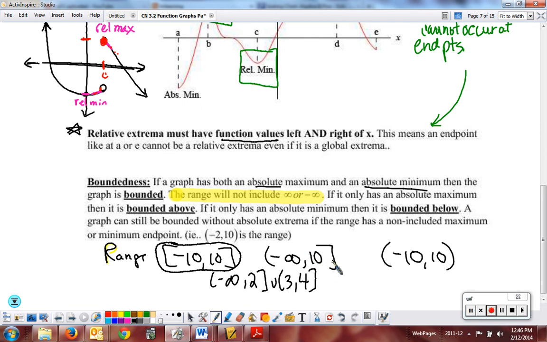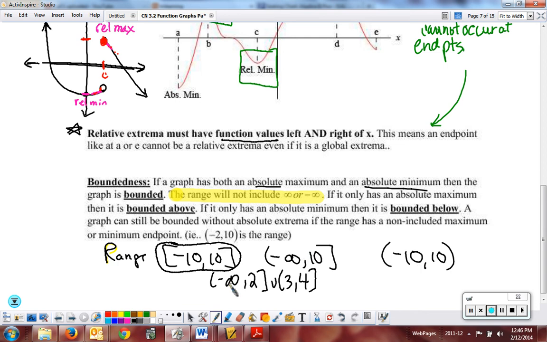What would this one be? Bounded above. We don't usually say this is not bounded. You usually say bounded, bounded above. This one would be bounded, if I had that as my range. It doesn't matter that they're not included. The graph never makes it higher than 10 and lower than negative 10. It's bounded on both the top and the bottom.